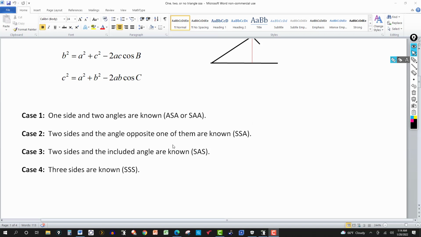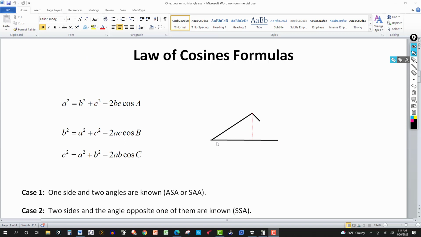I want to focus today on the case 2, which is called the ambiguous case. You're given two sides and the angle opposite one of them, side-side-angle. And this is the scenario where you could have either one triangle possible, two triangles, or no triangle possible. That is, no solution. It's going to depend on one of the sides.